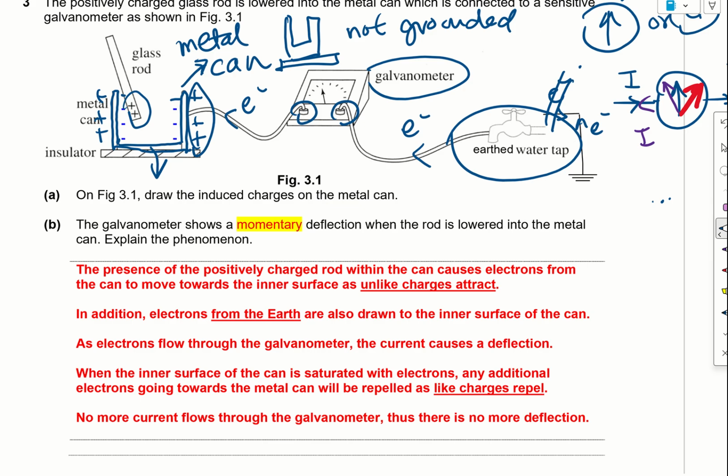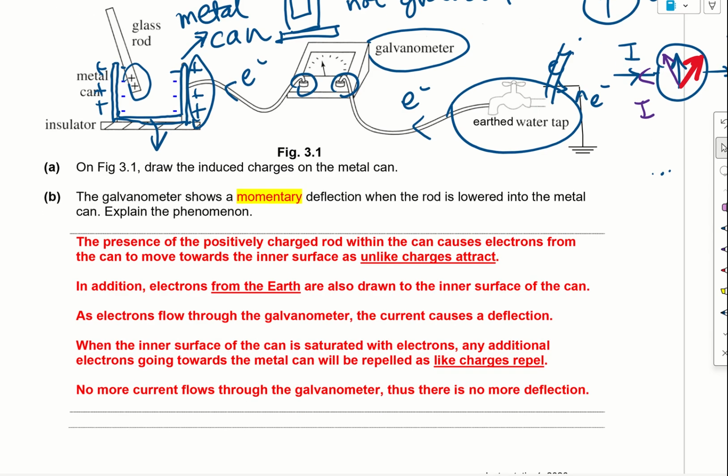I must be careful here. The electrons will neutralize the positive charges accumulated on the outer side of the can. Because the outer side of the can is positively charged, electrons will come up. So let's see the answer.